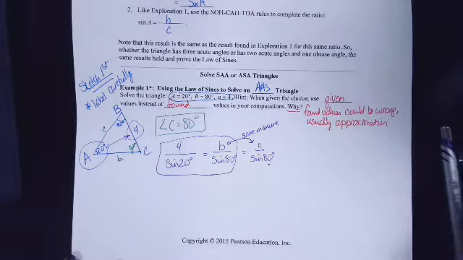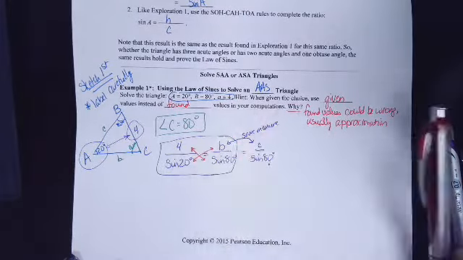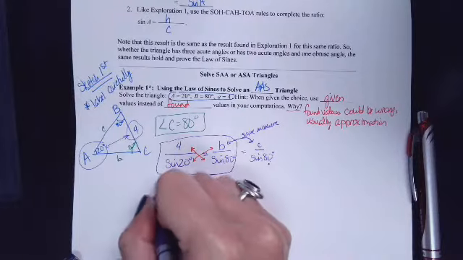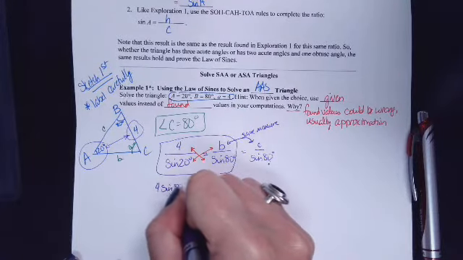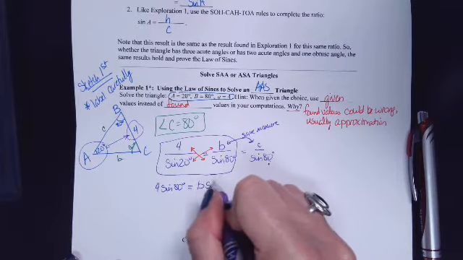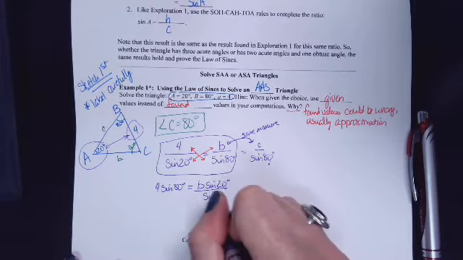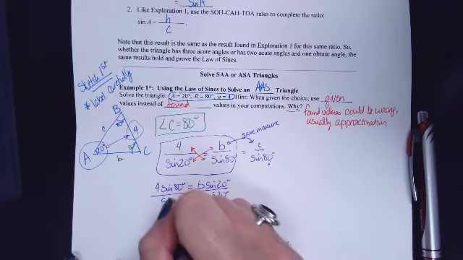When I solve proportions, I use cross products. So I find my cross products, 4 times sine of 80 degrees. That's going to be equal to B times the sine of 20 degrees. I'm solving for B, so I'm going to divide both sides by the sine of 20 degrees.